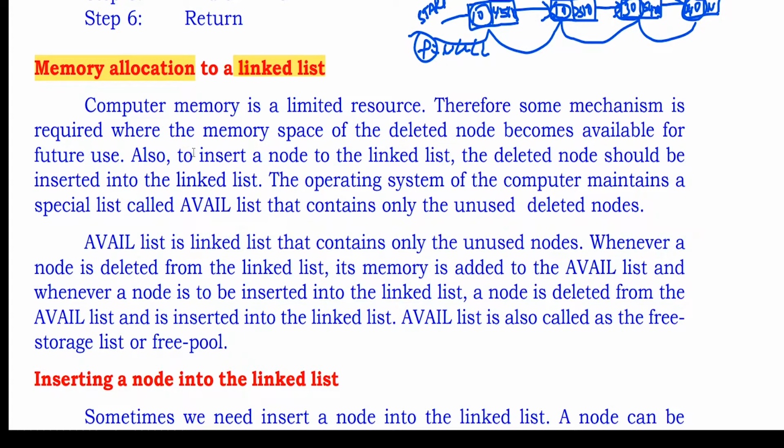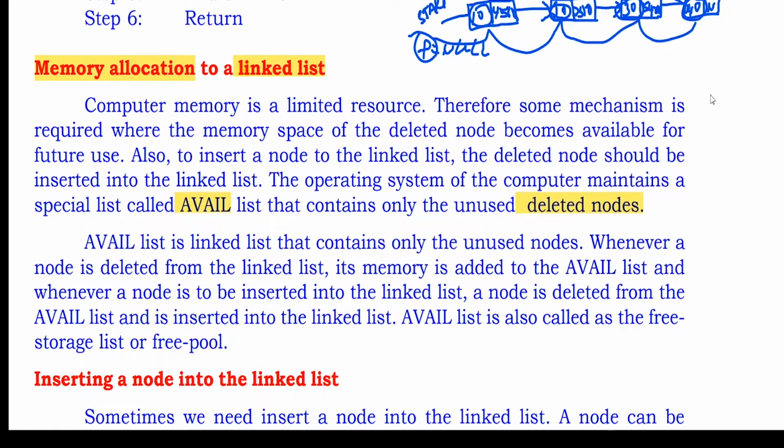How is this done? The deleted node should be inserted into a linked list. The operating system of the computer maintains a special list called the availability list or avail list that contains only unused or deleted nodes. So whenever its usage is over, it is deleted and we are going to form one more list.